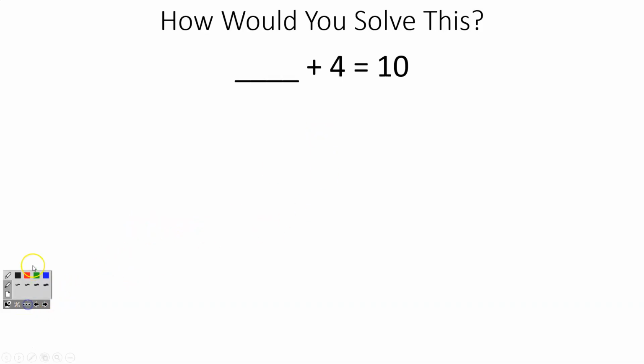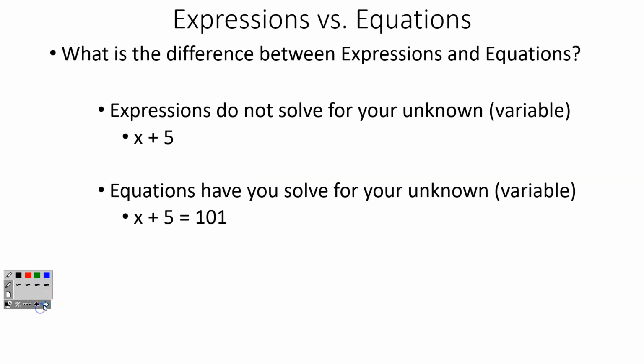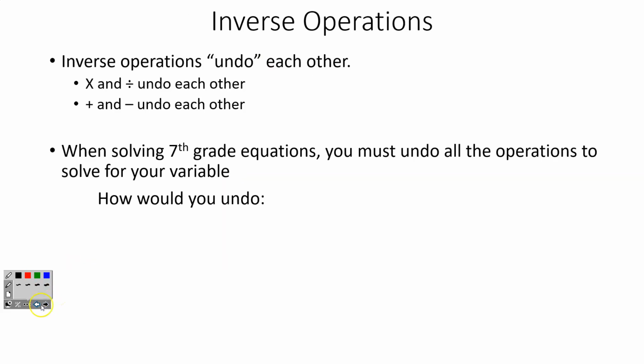So typically, in prior years, you might have done something like this. What plus 4 equals 10? Well, I know that 6 plus 4 equals 10. Well, in 7th grade, we have to use inverse operations to help undo each other. Let me show you what that means. So in 7th grade, these are the things that are required for credit. I hope you're paying attention to this.